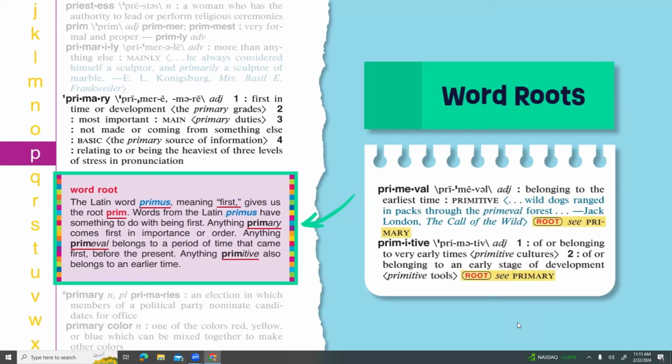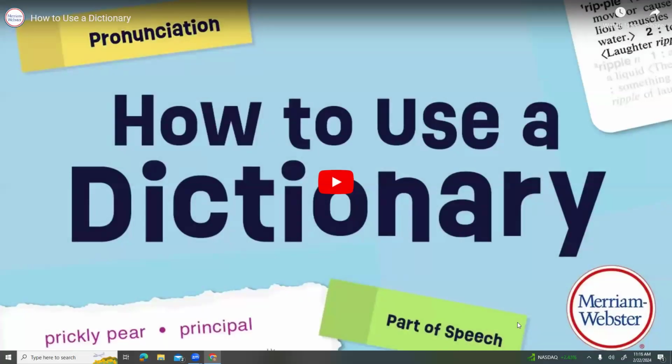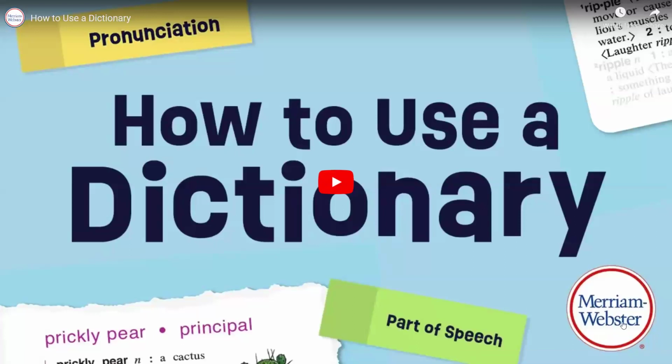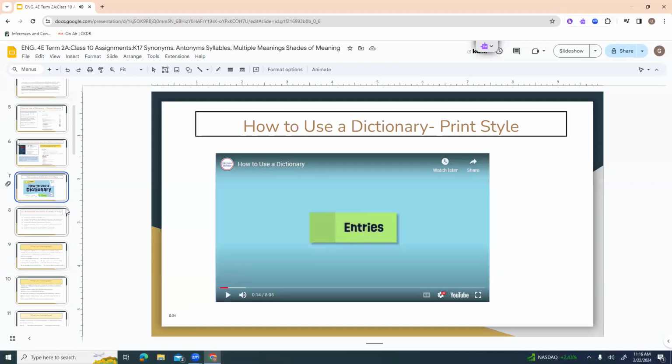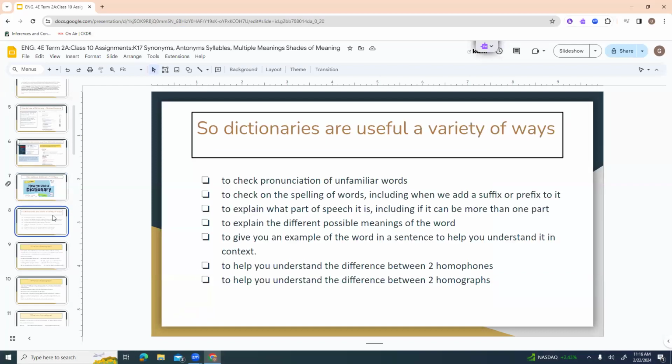Okay, so I know that was extremely detailed, but I really thought they did an excellent job of explaining all the different ins and outs of using a dictionary. A lot of people are used to using dictionaries to check spelling, but you can use dictionaries for so many more things: to check the pronunciation of unfamiliar words, to check on the spelling of words, especially if you add a suffix or a prefix.